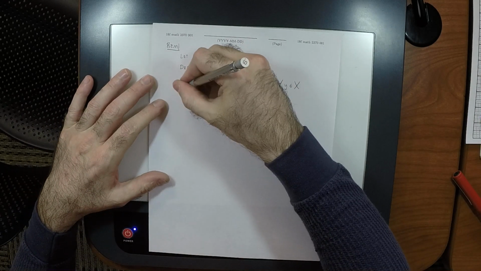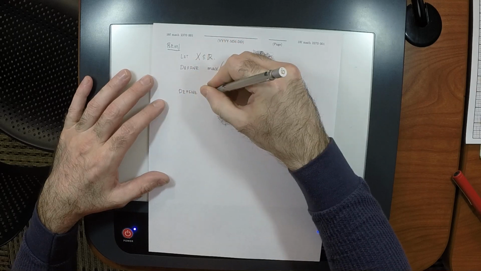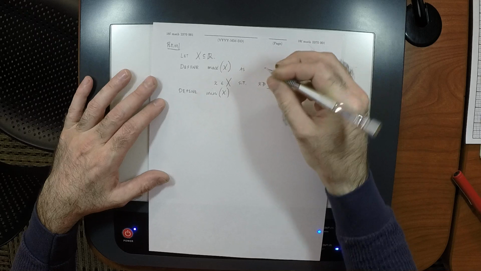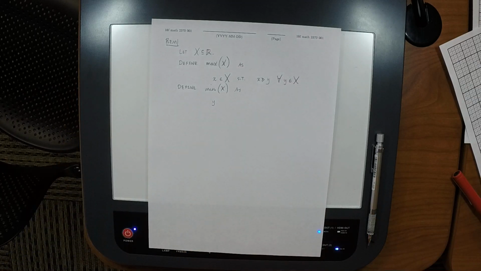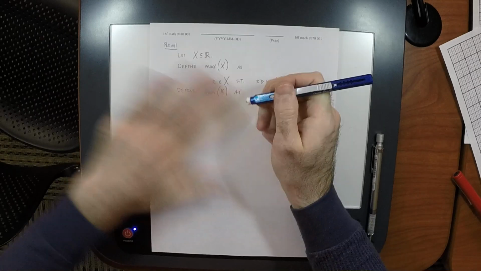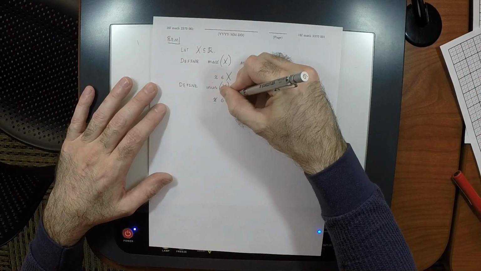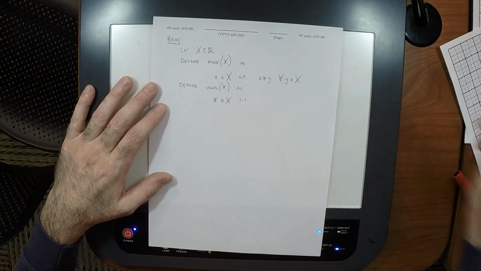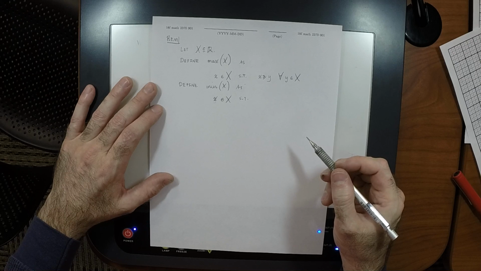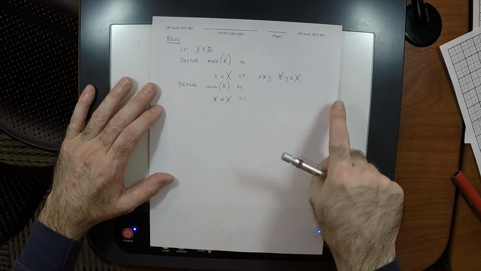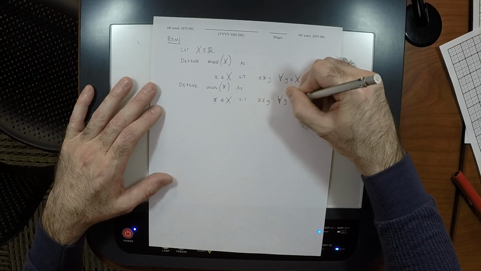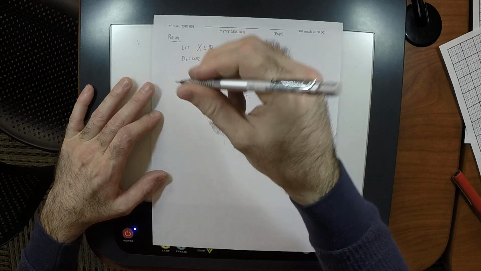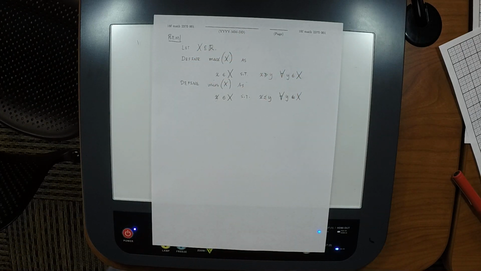Okay, and similarly, the min of set X is a y, or an x in set X, such that what? Right, exactly that quantification there, except the inequality is going the other way. So x less than or equal to y for all y in X. And good. So notably, the maximum and minimum of a set must be an element which is in the set in question.